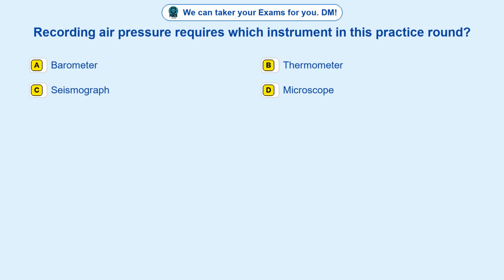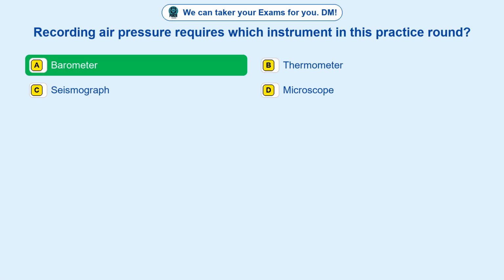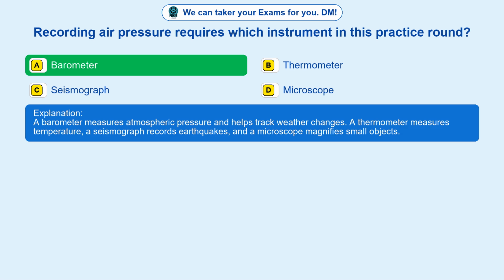Question 100. Recording air pressure requires which instrument in this practice round? Option A, barometer. Option B, thermometer. Option C, seismograph. Option D, microscope. The correct answer is option A. Barometer. A barometer measures atmospheric pressure and helps track weather changes. A thermometer measures temperature, a seismograph records earthquakes, and a microscope magnifies small objects.